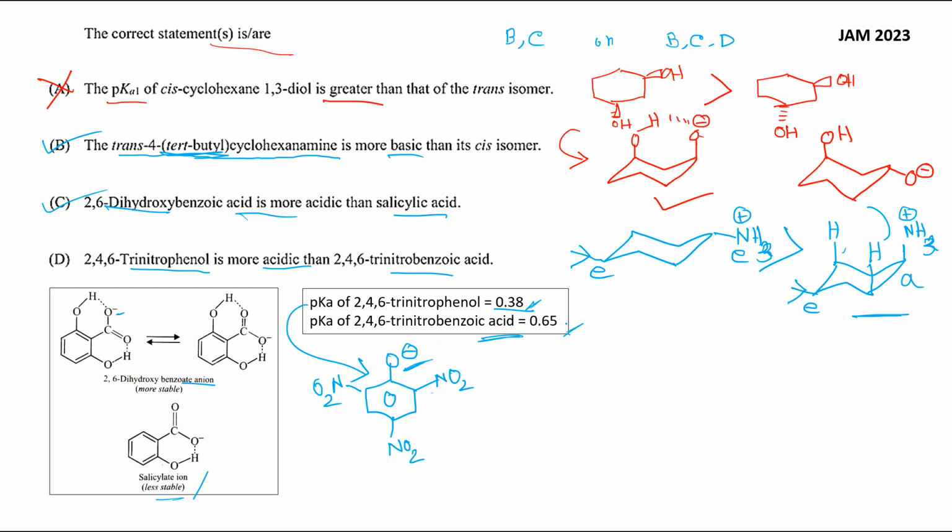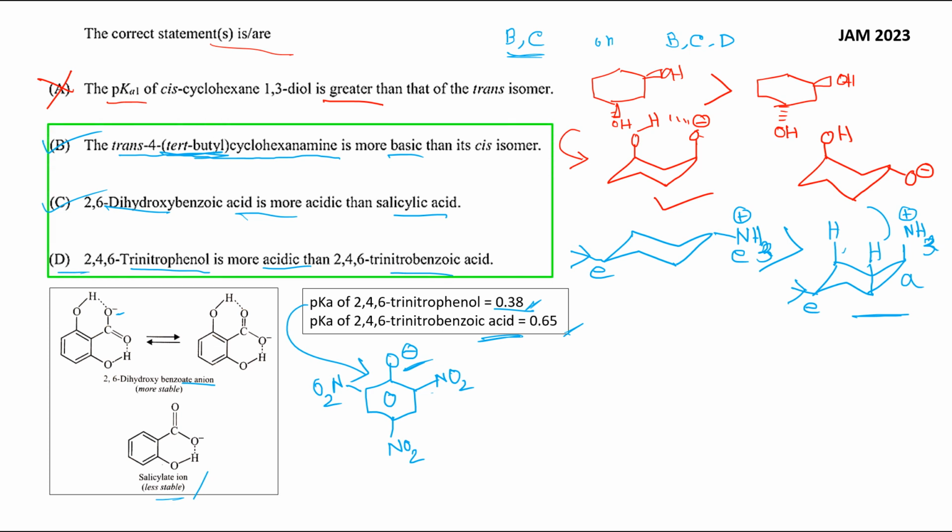But there is a slight difference between their pK values. That is why 2,4,6-trinitrophenol will be more acidic. Fine. So even if we do not consider it, it is still correct according to the answer key. But after all, just based on the experimental observation, this is also correct. So B, C, D, all these 3 will be correct.